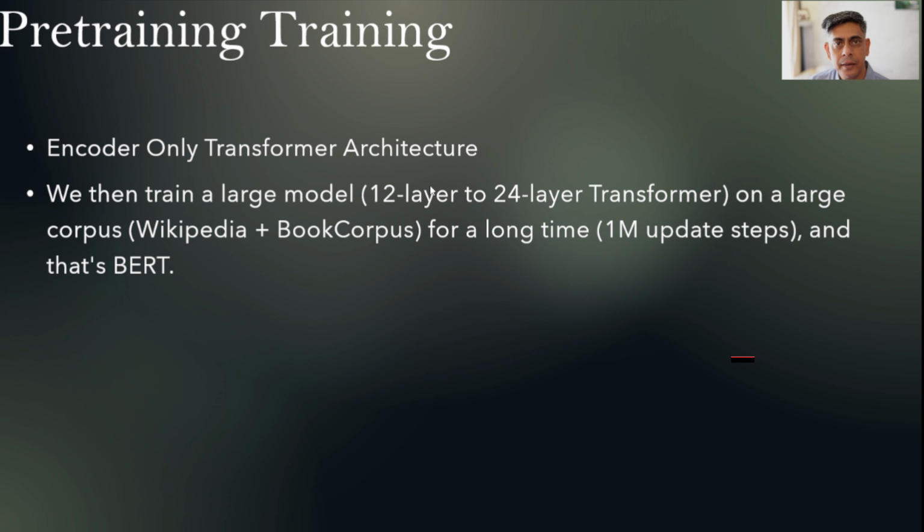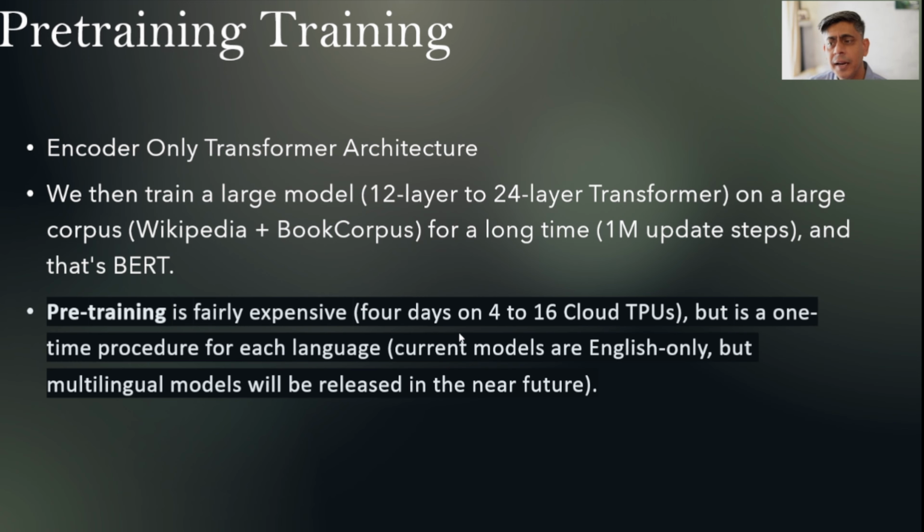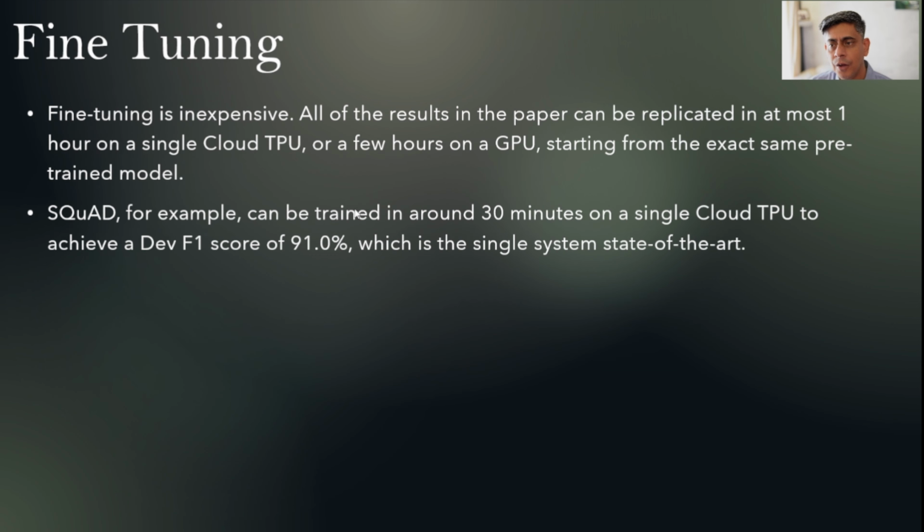So it is a transformer architecture we already learned. They used 12 to 24 layers, and then they used a large corpus, and just note this, 1 million update steps they had to do for the pre-training. It's quite expensive. They used 4 to 16 TPUs. On the contrary, fine-tuning is quite easy. They used only one single TPU, and within 30 minutes that was done.